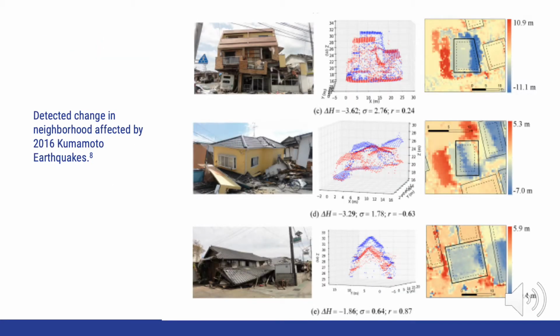So these images show three different structures in the city of Kumamoto and how the LiDAR surveying was able to detect the changes made to these structures after the second earthquake hit the city. The red signifies an increase in height, and the blue signifies a decrease in height. So you can see how each of the diagrams accurately represents what occurred to the buildings.